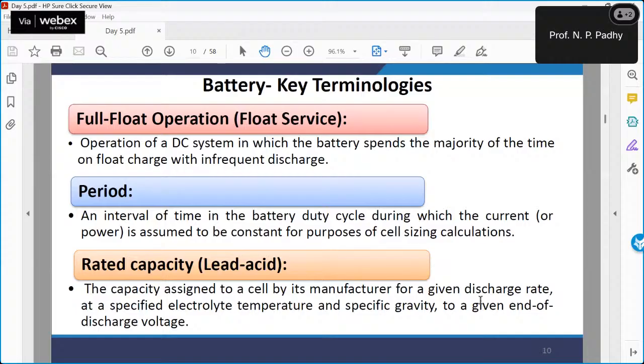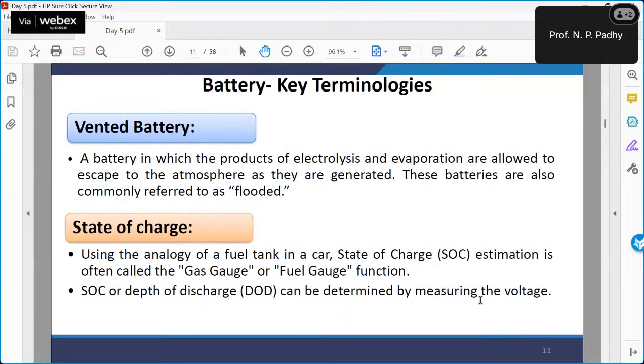Very important. If you really like to spend some good time on storage and if you're really doing some good research, then those basics are very, very important. Otherwise, you cannot model any battery properly. So then we talk about vented battery. What is a vented battery? A battery in which the products of electrolysis and evaporation are allowed to escape to the atmosphere as they are generated. So these batteries are also commonly referred to, which is very commonly used.